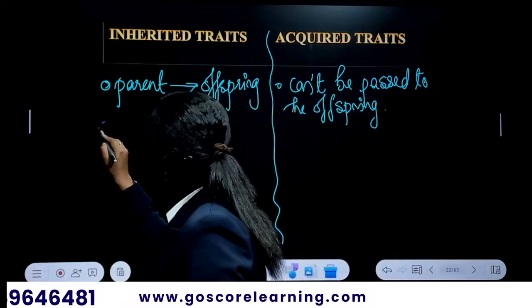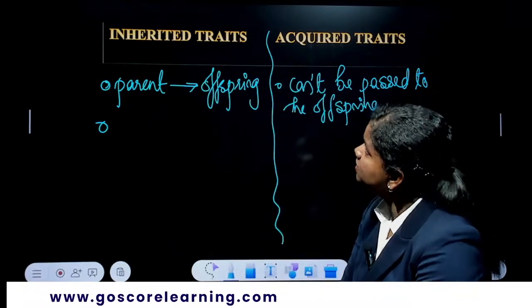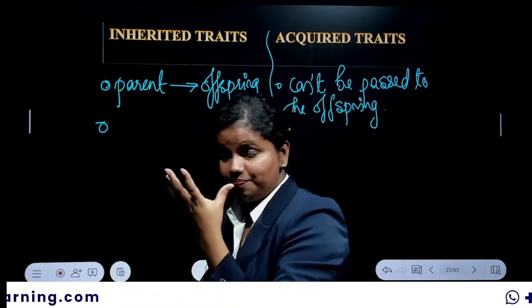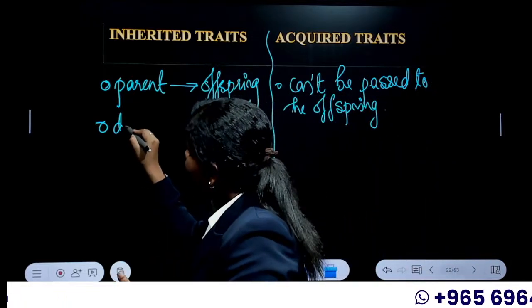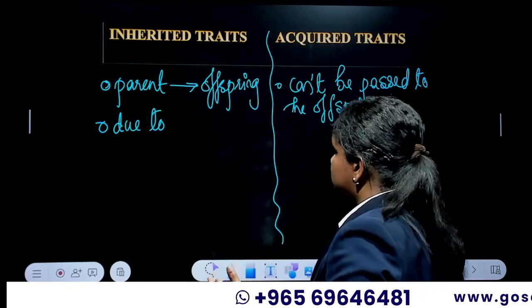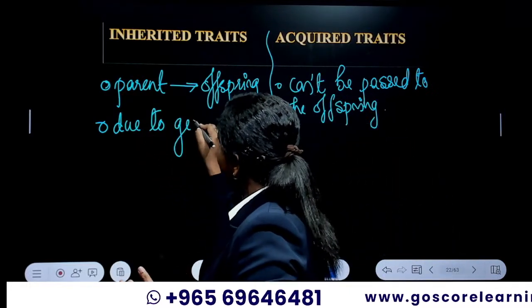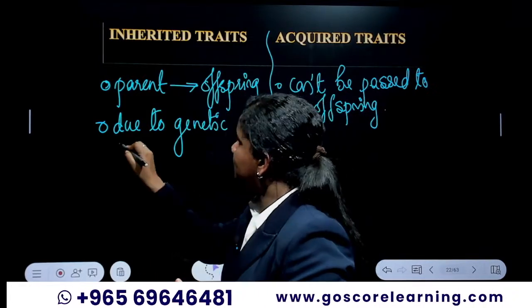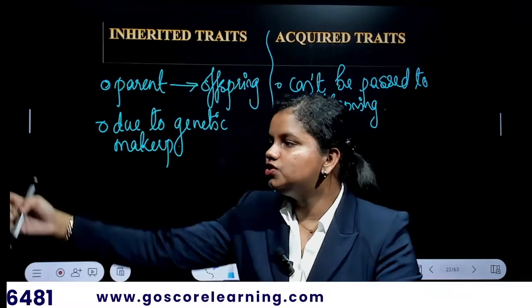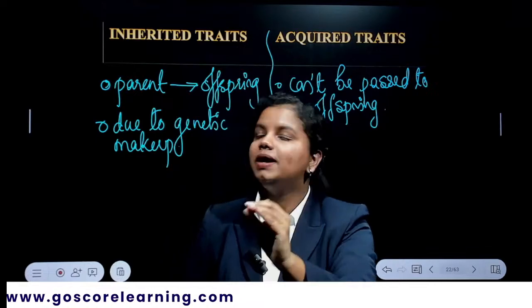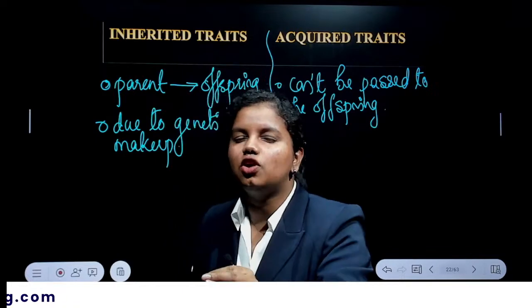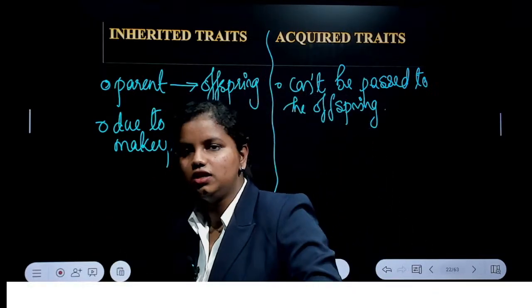Then another point about an inherited trait is that it is in your genes. This is due to your genetic makeup. Whatever genes you got from your papa or your mama, that makes your inherited traits. So this is something you got just because of your genetic makeup. Nothing, no credits to you.